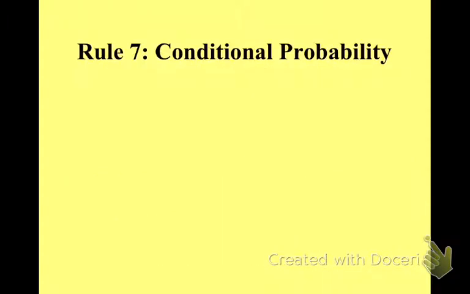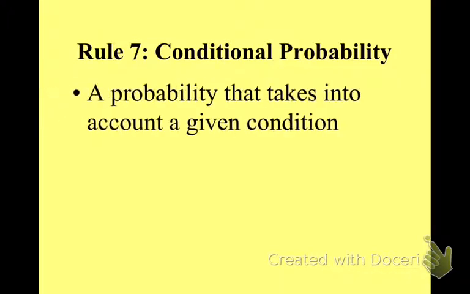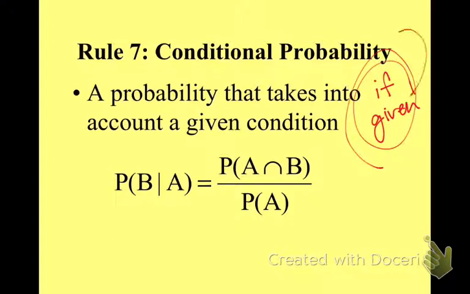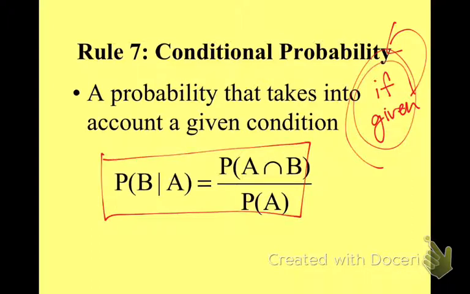Okay, the last rule for this is conditional probability. That means a probability that takes into account a given condition. So you'll use conditional probability when you see the word if or you see the word given. So, like, what is the probability that they made an A on the test given that they studied for at least 2 hours? And so if you see these words, you know that you're going to be using a conditional probability. This formula is given to you on the formula chart, so you don't have to memorize.